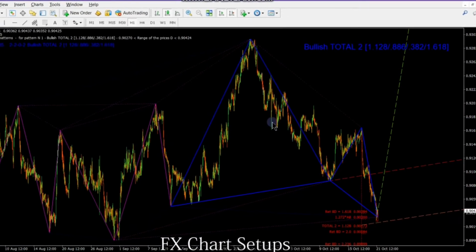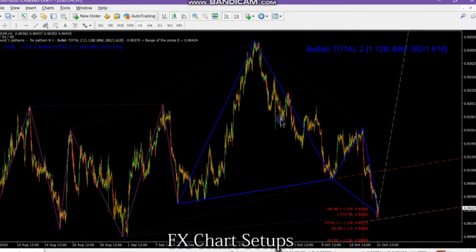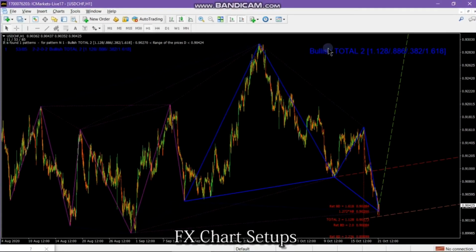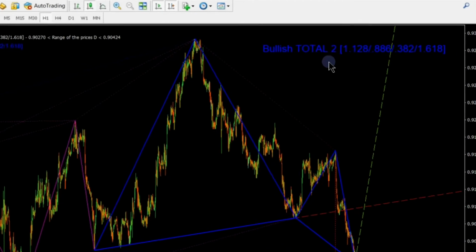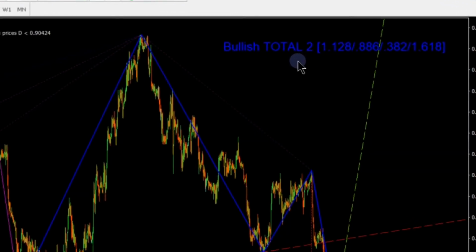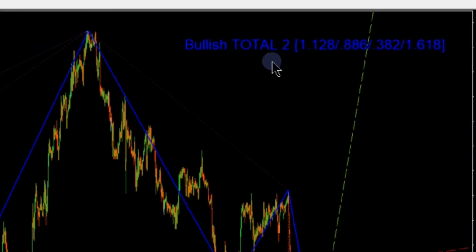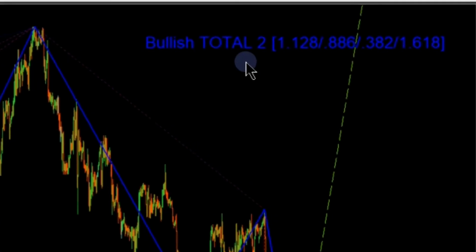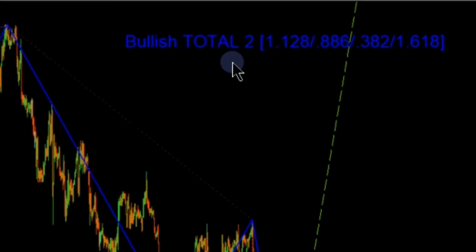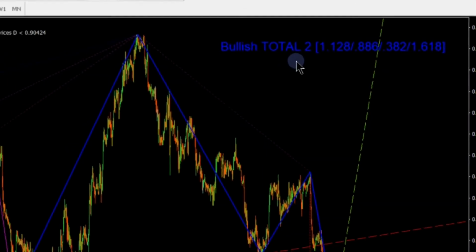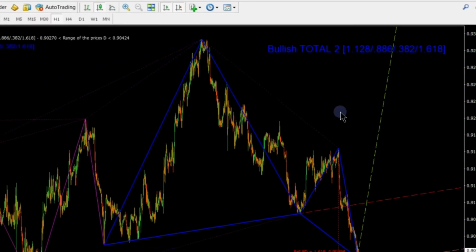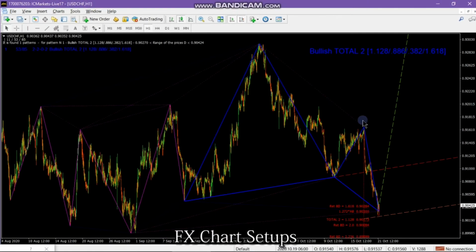This is part of all of the new harmonic patterns that we've put into this harmonic indicator to look for. It's looking for things that you don't even see in your normal textbooks. It's looking for bullish and bearish dragons, bullish and bearish swans, all of these exotic patterns that you've probably never heard of. It's looking for those as well. So in this case, there's a bullish total 2.